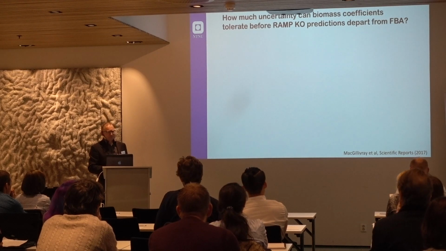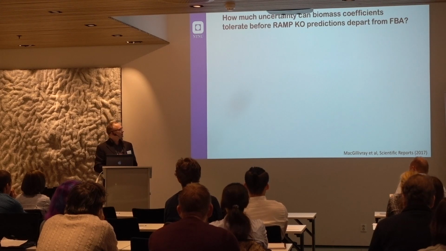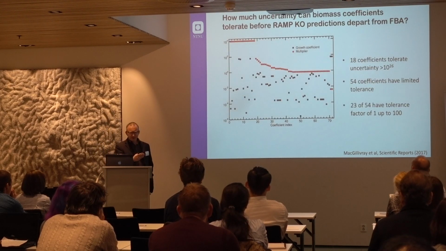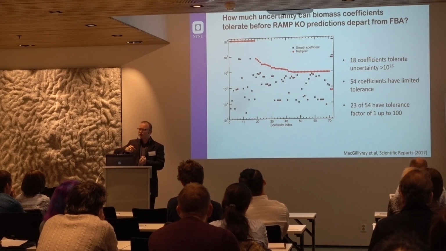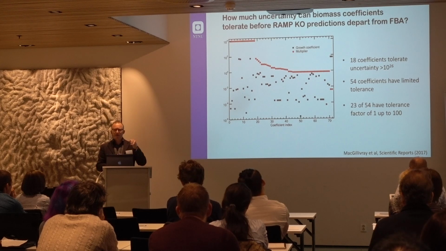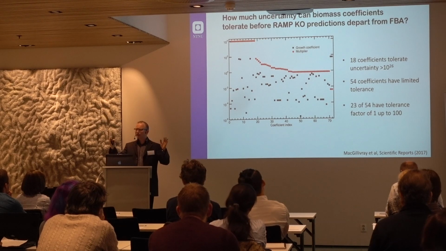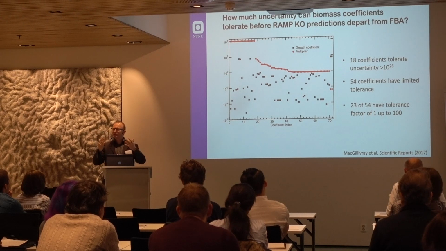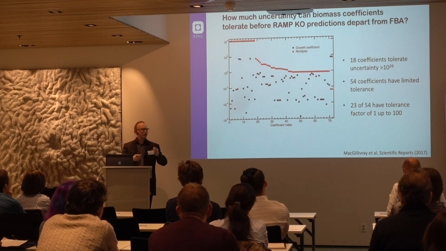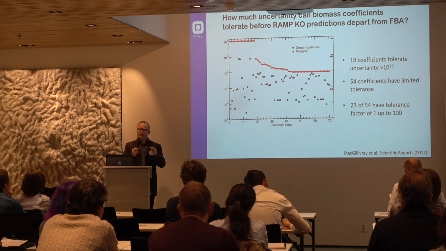So, how can we tweak biomass coefficients in a genome-scale model? The way we do it is you take a coefficient and you squeeze it up and down until you no longer get the same knockout predictions as you had from FBA. So we use FBA as the gold standard, and then we push on the system until we get something that's different. Of course, as soon as you tweak the biomass coefficient, you'll get different fluxes. That's why we are interested in looking at predictions for gene knockouts.